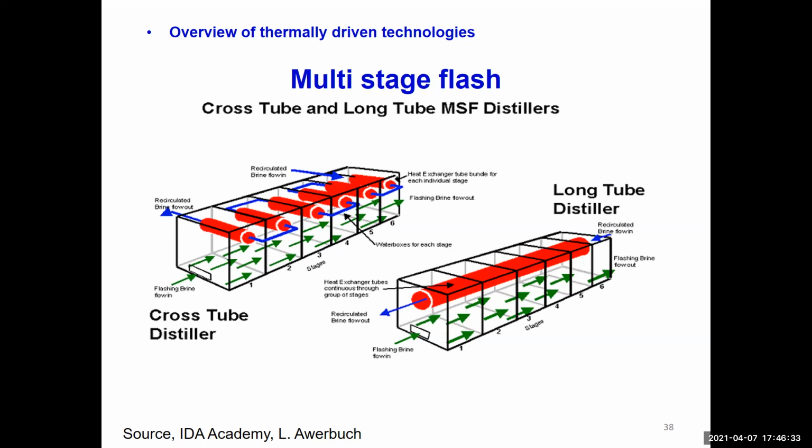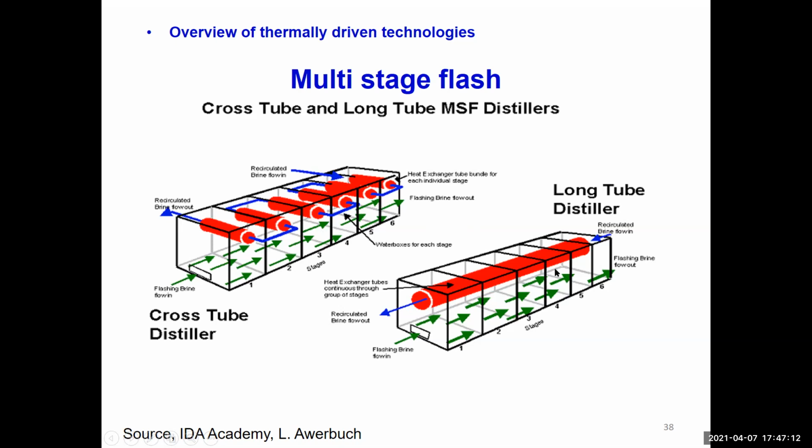On the other hand, look at the long tube distiller, which is this one. The tubes are extended over several stages. If some tubes are blocked or broken, you don't have to do maintenance in only one stage, but you have to do it for an extended number of stages. This is one of the drawbacks, but the pressure loss is much less here. It's only some sort of major losses due to friction, but you don't have minor losses due to the bends and moving back and forth.